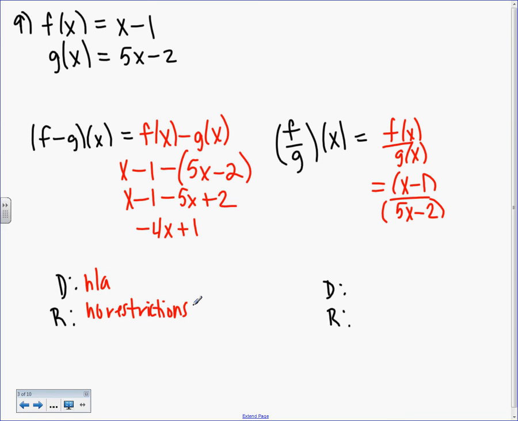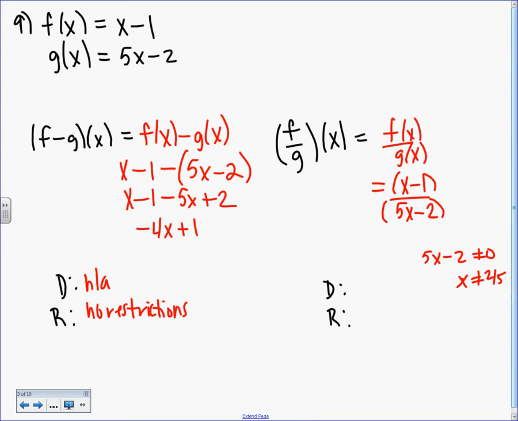Okay. So on this one, is it a fraction? Yes. So the restriction is the denominator is not allowed to be 0. The 5x minus 2 is not allowed to be 0. So what is x not allowed to be? Solve it. Don't tell me 0. Solve it. What is x not allowed to be? 2/5. Very good.